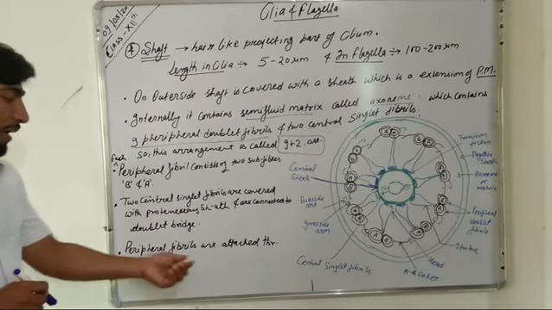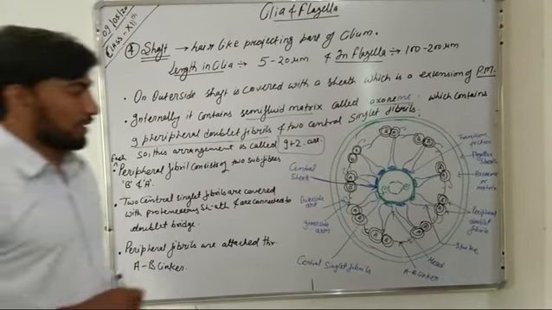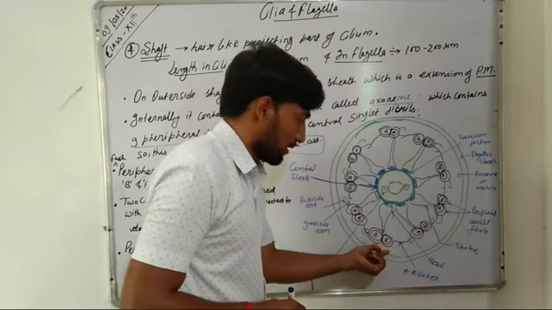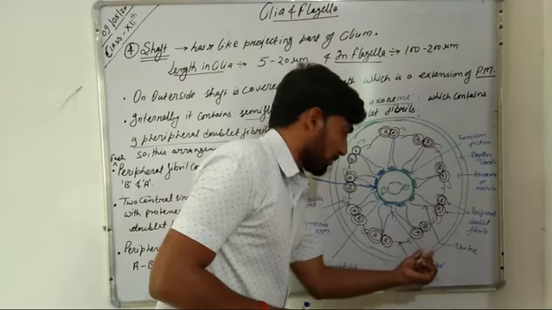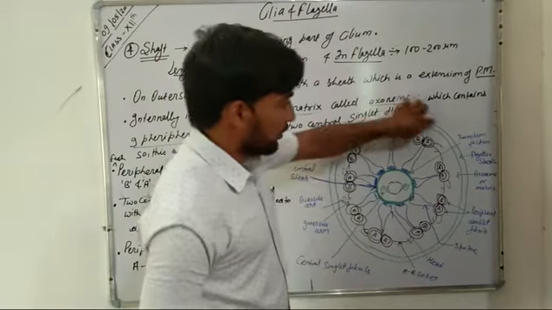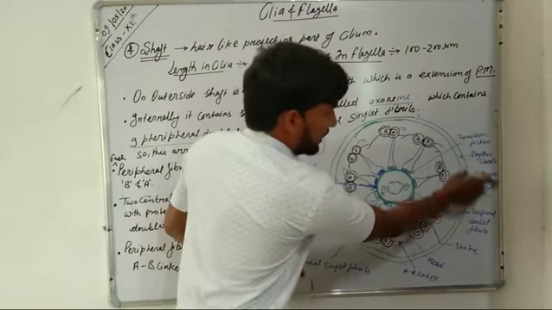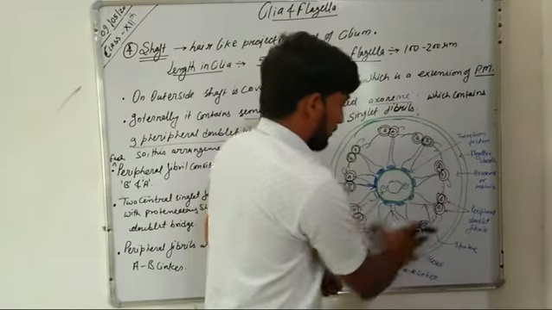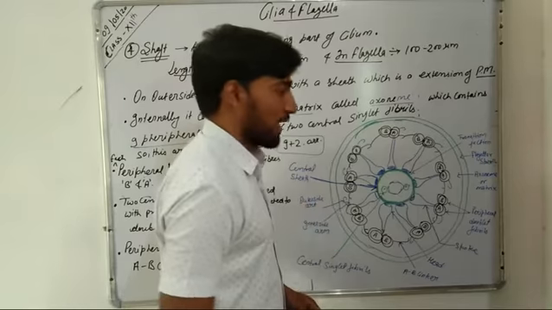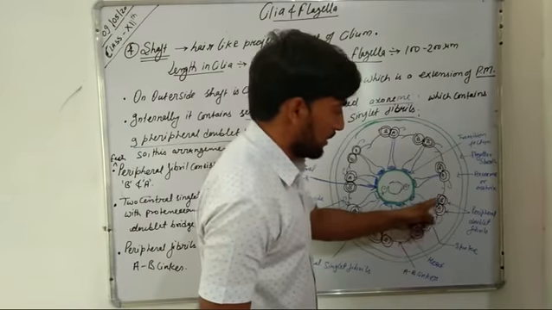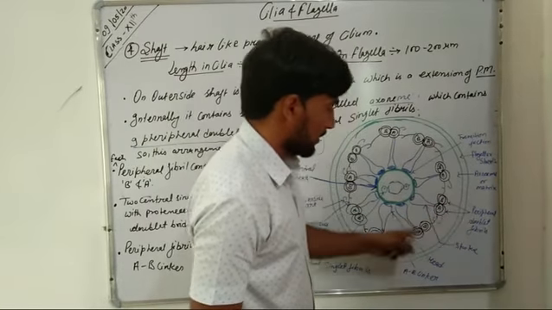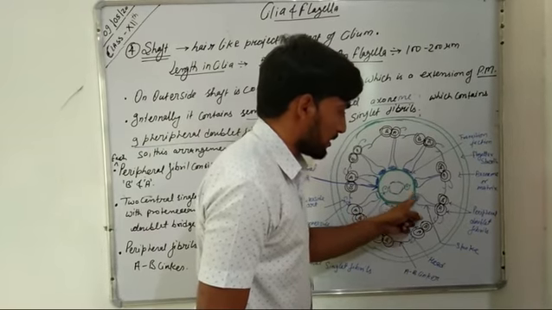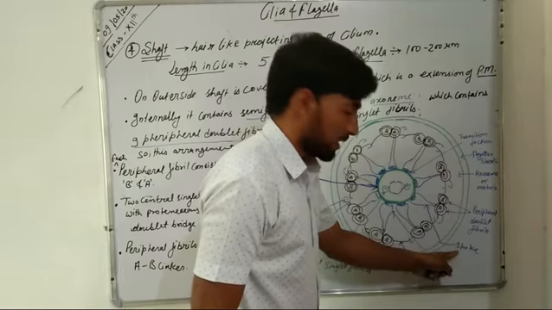Now the peripheral fibers are attached through the A and B linker. Each peripheral fiber is connected to the neighboring peripheral fiber through the A and B linker. This is the outer covering, the flagellar sheath, which is the extension of the plasma membrane. All the matrix present inside it is known as axoneme. These are the peripheral doublet fibers, and the structure which connects the internal proteinaceous sheath to the doublet fiber is known as the spoke.